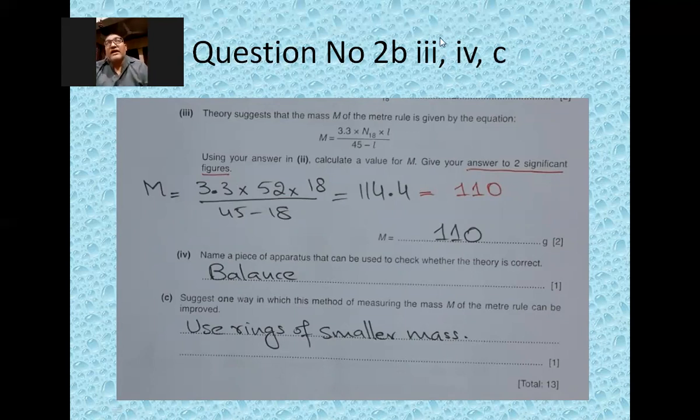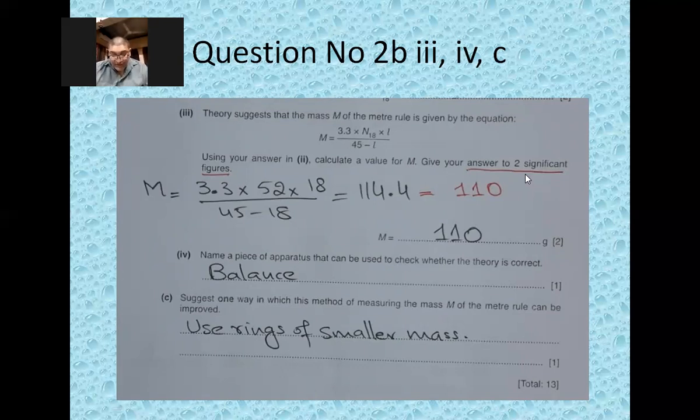But in the question, you can see that I have underlined that sentence also. He says give the answer to two significant figures. So 114 to two significant figures will be 110. So 110 gram is the answer. Next question, he says, name a piece of apparatus that can be used to check whether the theory is correct. So we need a balance on which we can measure the mass of the meter rule.